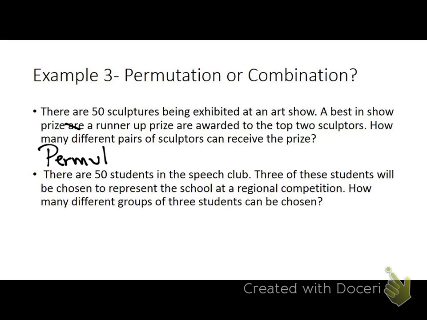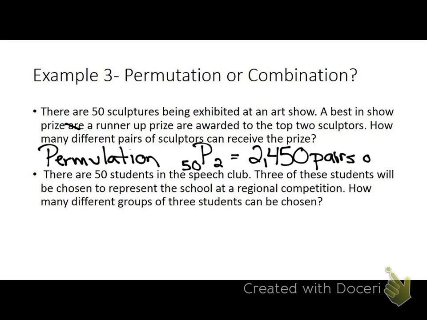Now, since it's a permutation, how could I set up my permutation? Obviously, I have a P. What number would go in front of the P? What's my total? 50. And what number would go after? A 2. So find the total number of groups or pairs that could be selected for this prize. So what's it going to be? 2,450 potential pairs. Pairs of sculptors.